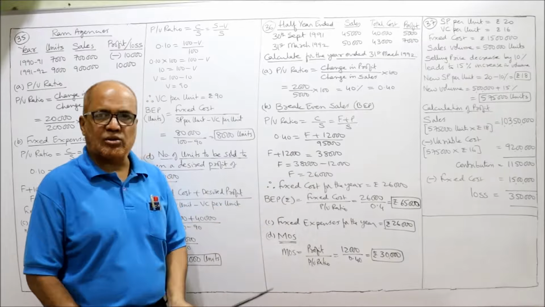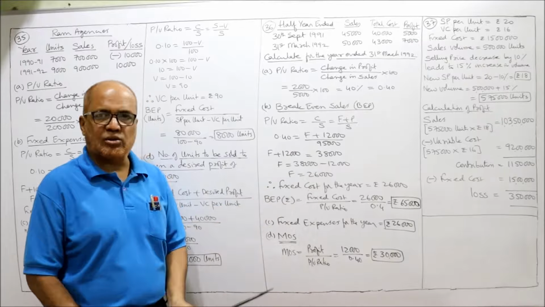Last and final question it is asking you is MOS, margin of safety. So two formulas are there. The first formula: actual sales minus BEP sales. How much is the actual sales? 95,000. What is the break-even sales? 65,000. So 95,000 minus 65,000 is 30,000. Or profit by PV ratio. How much is the profit?